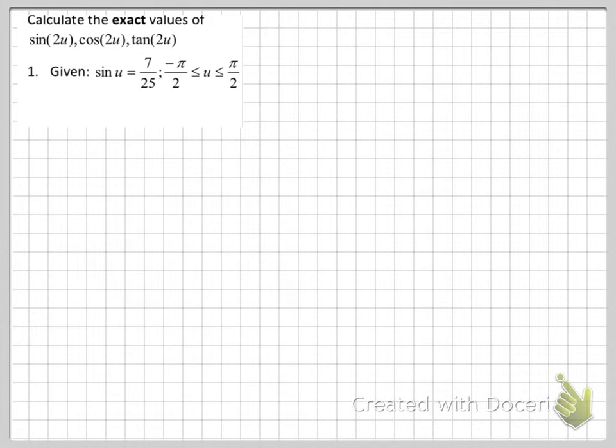So we are finding sine 2u, cosine 2u, and tangent 2u. So we're finding all three things given this information. So we want to start, like always, by drawing the triangle in the correct quadrant. So I like to use the second piece of information first. It's between negative pi over 2, which is down here, going that direction, and positive pi over 2.